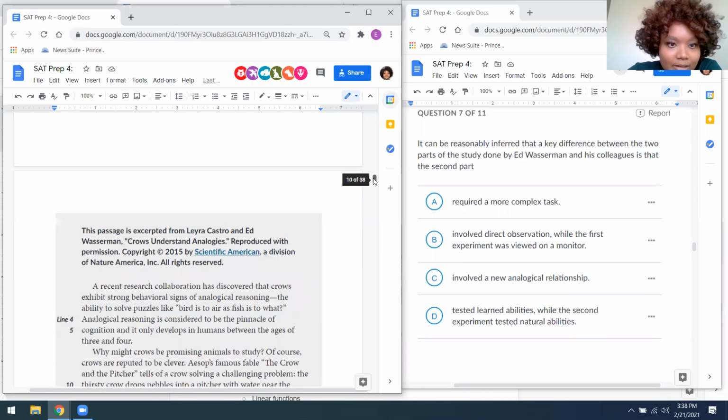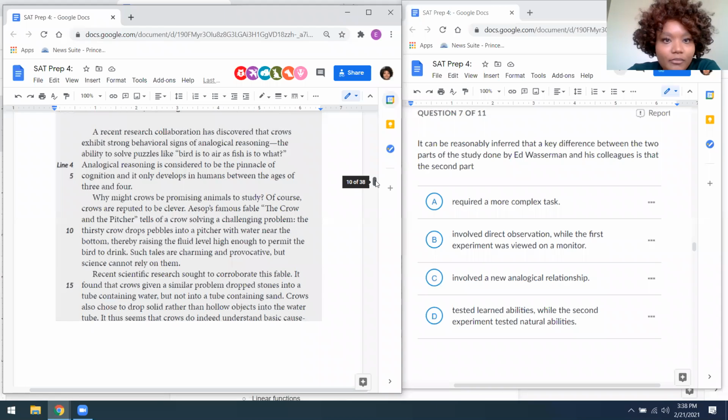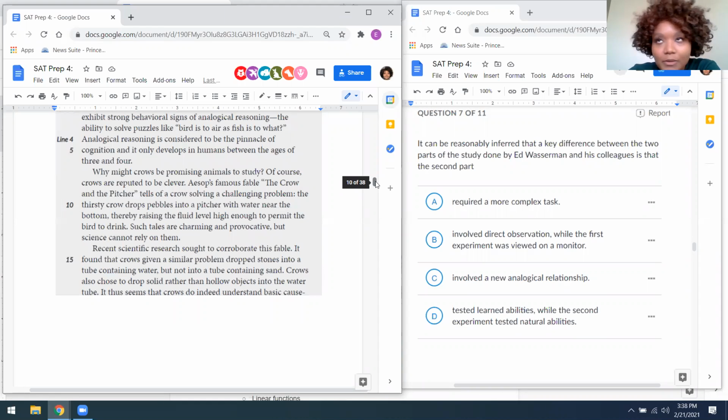So let's skim and see if we can find the two parts of a study. That means we have two distinct parts. Distinct means that we have two parts of the study that are different from each other in a noticeable way. So we have to find out what the two parts are and how they're different from each other. A study is another word for experiment, you know.